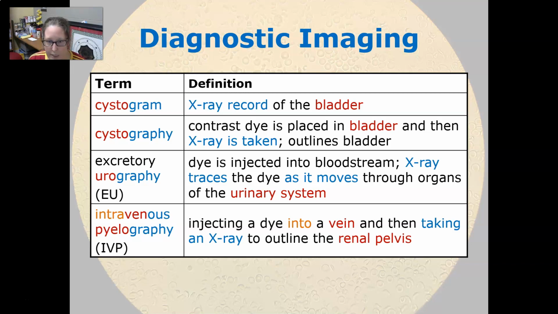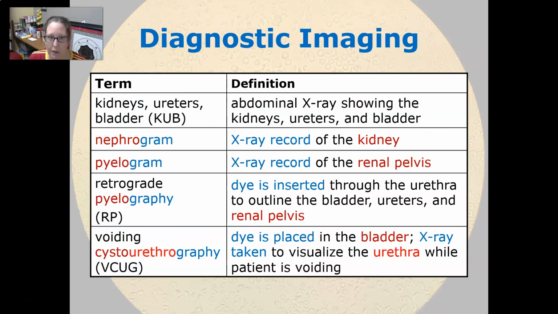Excretory urography, a dye is injected into the bloodstream, and then the x-ray traces the dye as it moves through the organs of the urinary system. An intravenous pyelography is injecting a dye into a vein and then taking an x-ray to outline the renal pelvis. So we're trying to get the pelvis into the ureter around the kidneys there.